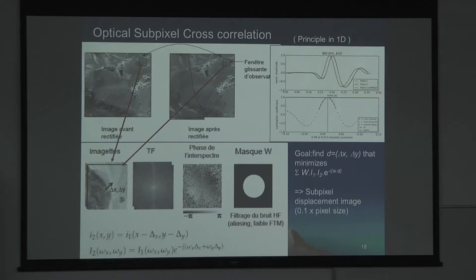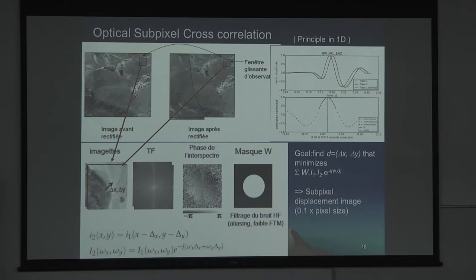Another technique, proposed slightly more recently, is called optical subpixel cross correlation. I will not go into the detail, but you are comparing two images taken again more or less with the same angle of view at the same time of day. If you get some deformation by a fault, then you will get a point here which has been displaced compared to the initial image. By making a cross correlation between the two images, you will be able to document a slight shift either in the X direction or in the Y direction and produce a map of deformation.